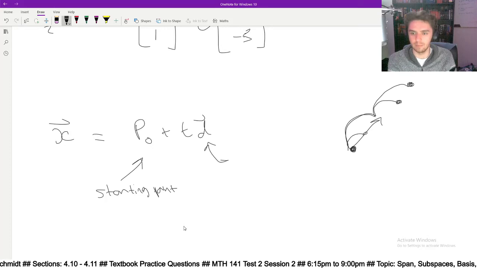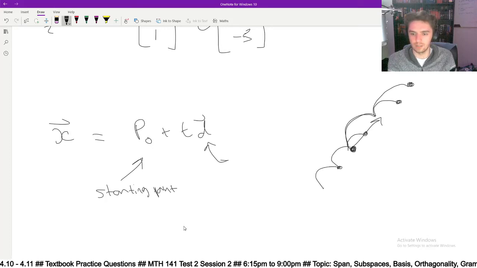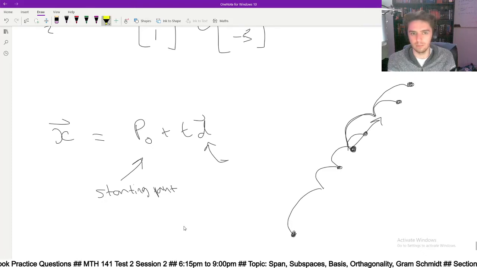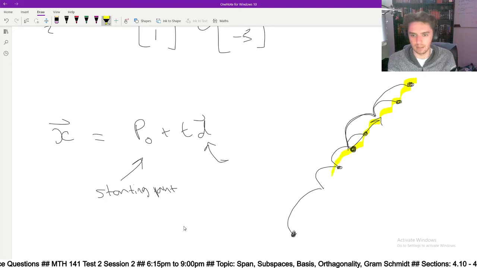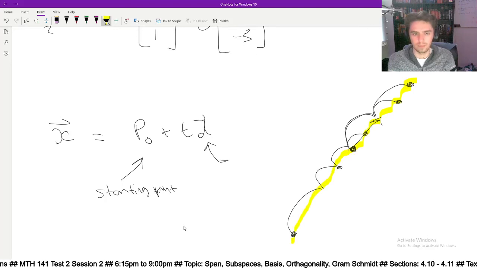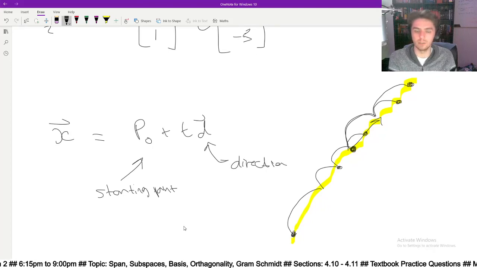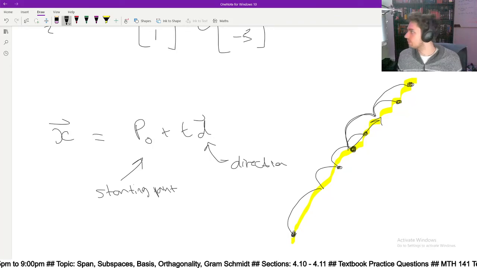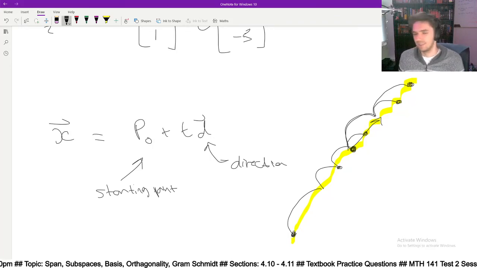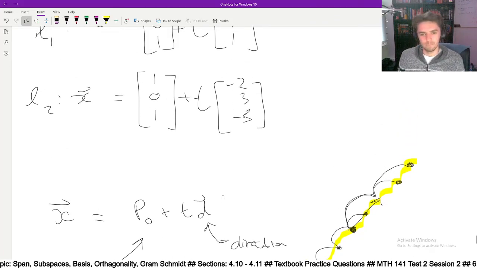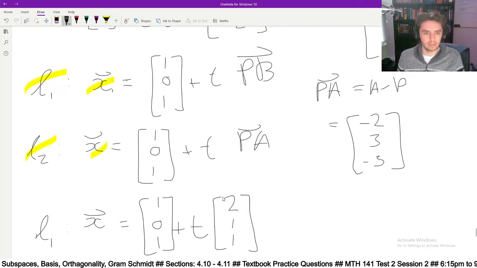Half a time, negative a half a time, right? Negative 2 times would be over here. And all these points combined make a line that goes like this. So you need a starting point, a direction, and then a multiple of that direction. And that's what I'm saying here, line 1.